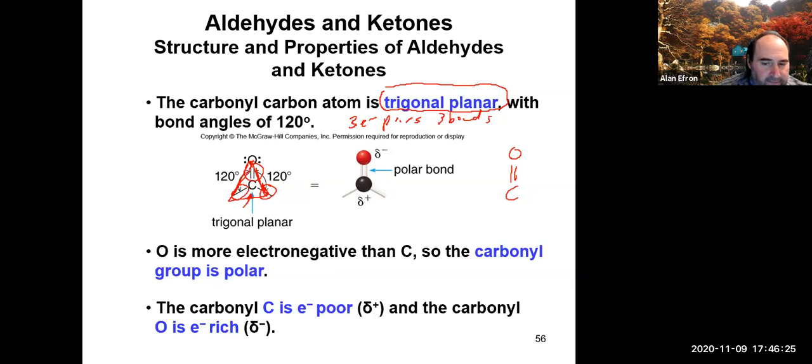This part of it is polar, where the oxygen is more negative and the carbon is more positive. So that little group, the carbonyl carbon with the carbon-oxygen double bond, is a polar group. There is some separation of charge, and it is important in terms of how some reactions occur.